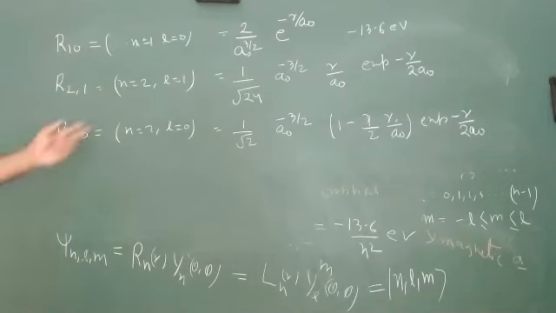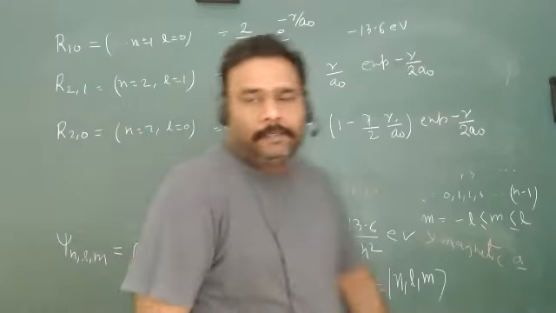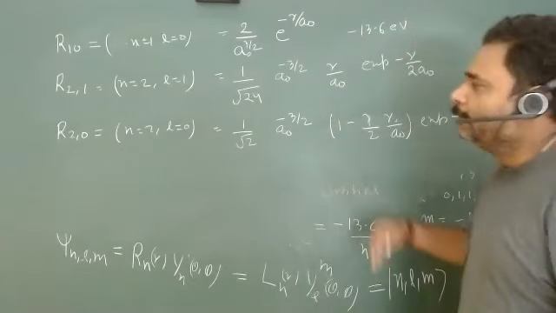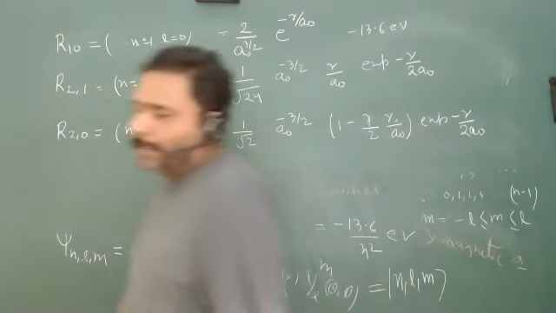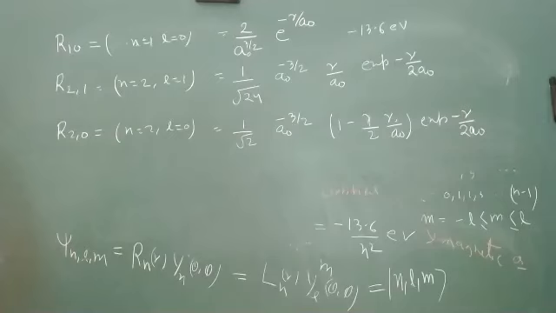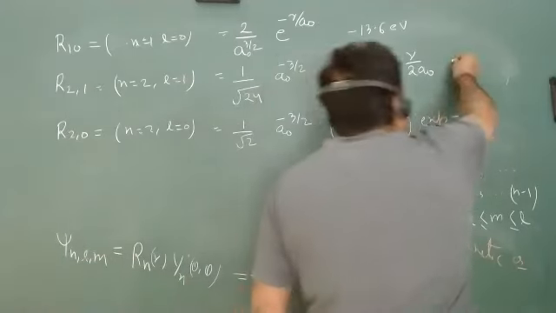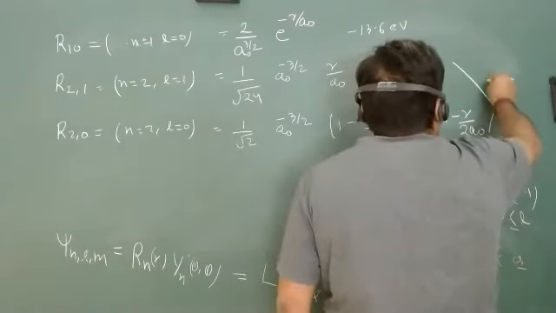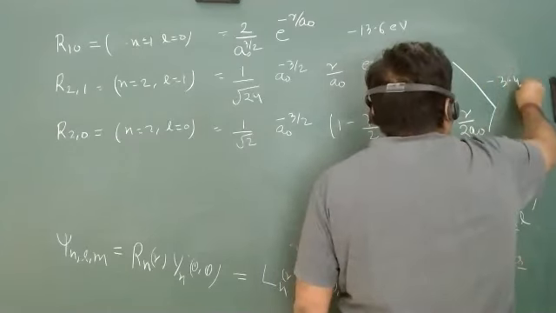So you can see how complicated this is. There is no need to remember all this, okay? If the examiner gives you the problem, he will give the radial part of the wave function, in R20, R10, this kind of thing. Similarly you have R31, R32. And what will be the energy associated to these two? Minus 3.4 electron volt.